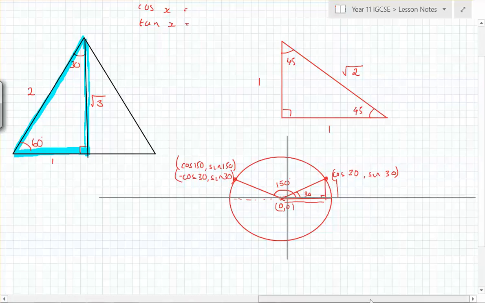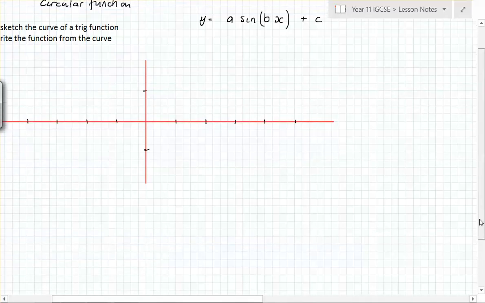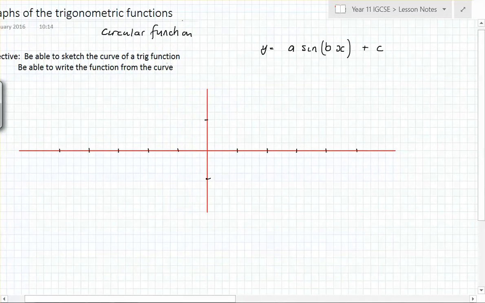Alright, so certain values. Anyway, back to what we want to sort out today, which we have done before. So that was all just why it is a circular function, because it goes around the circle, keeps on going forever. So, does anyone remember what the A, the B and the C relate to on the curve? So the A is the amplitude of the curve.